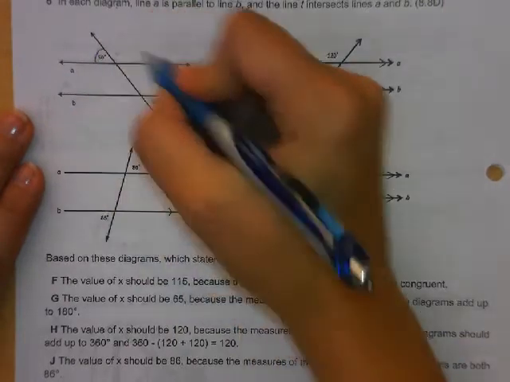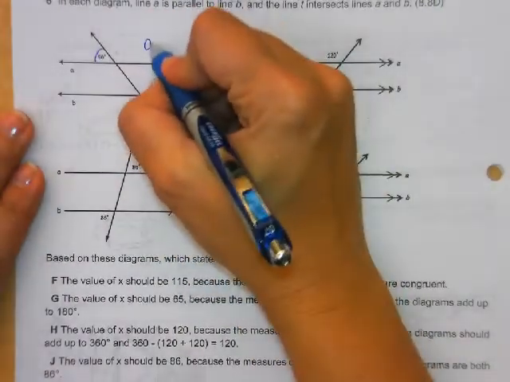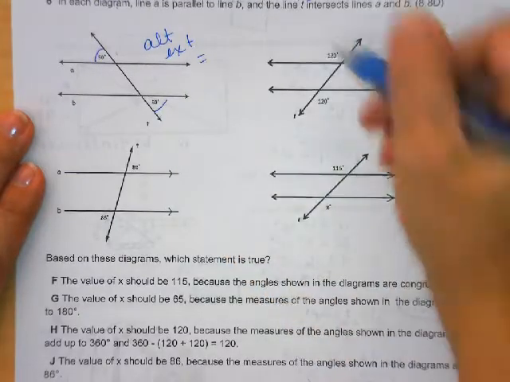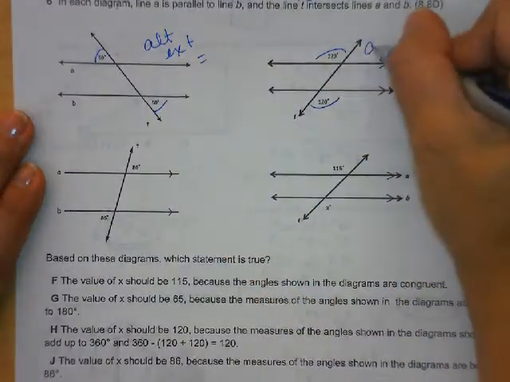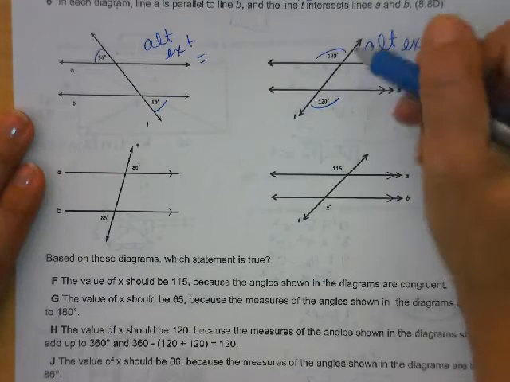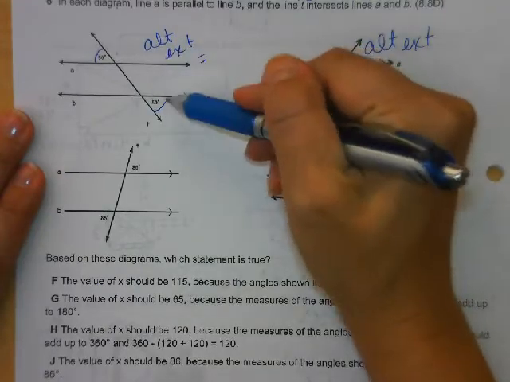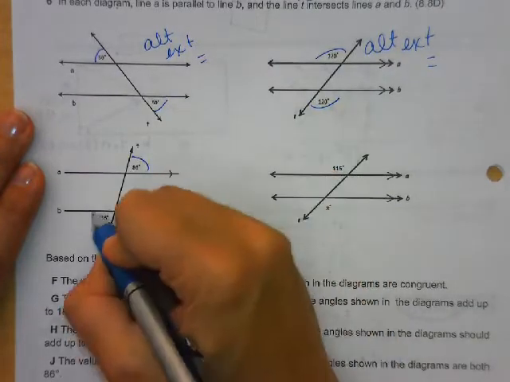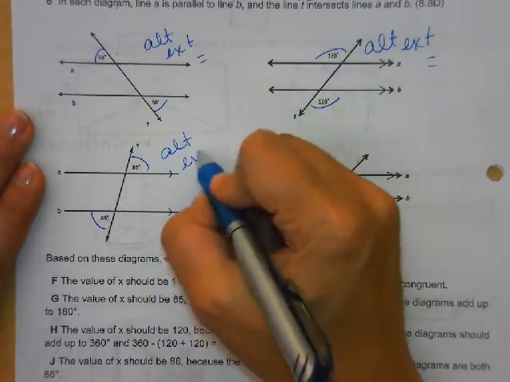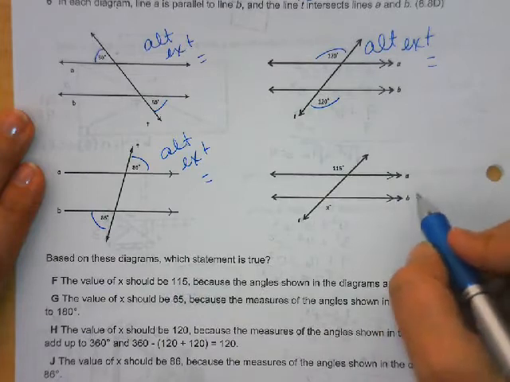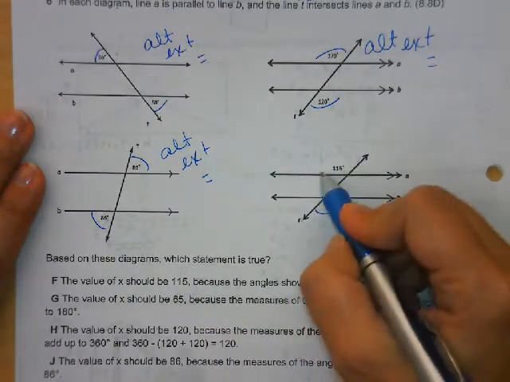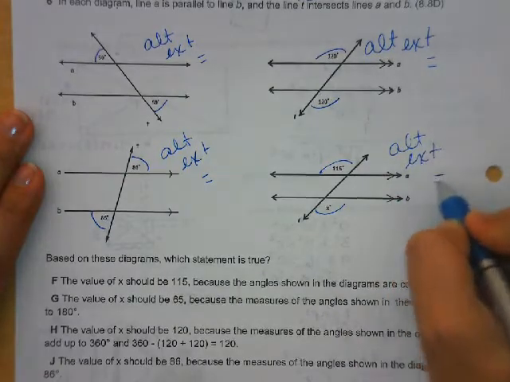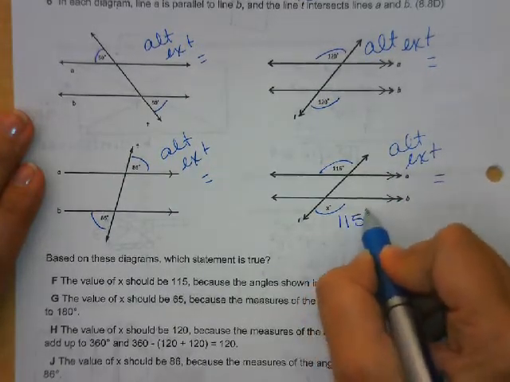If I'm looking here, these are alternate exterior, and they are equal. Here, again, alternate exterior. Remember, they're on the outside of the parallel lines, and they're on opposite sides of the transversal. We can see that those are equal. Alternate exterior, again, they are equal. So what should X be? Well, based on our pattern here, if it's alternate exterior and they're equal, X should be 115.